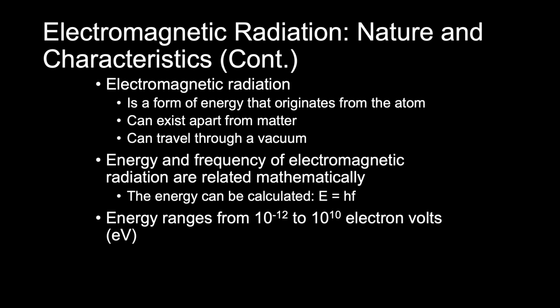In this formula, E is the energy, h is Planck's constant, which is equal to 4.135 times 10 to the negative 15 eV per second, and 6.626 times 10 to the negative 34 joules per second. And f is the frequency of the photon. So E equals hf is energy equals Planck's constant times the frequency of the photon.